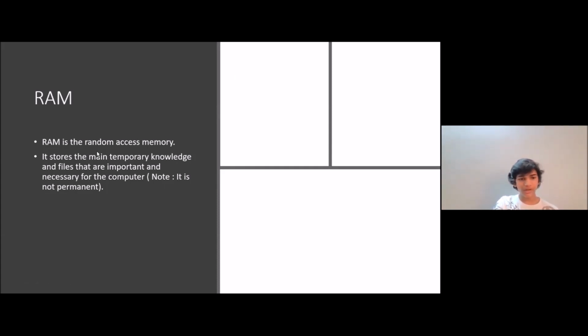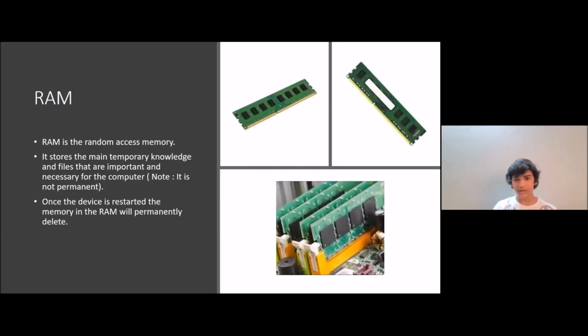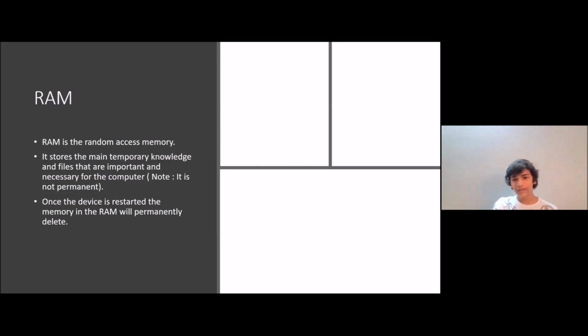Note, it is not permanent, because once your device like a computer or mobile is shut down or restarted, the memory in RAM is permanently deleted. That is why when you see your computer lagging, someone might tell you to just switch it off and restart your computer. That is because of this main reason. Every application running in your computer uses this RAM to store the temporary files it needs for the execution time of the application. So it will store all the files which it needs temporarily in this RAM.